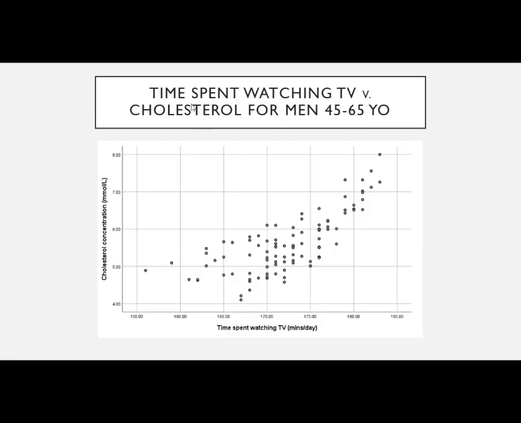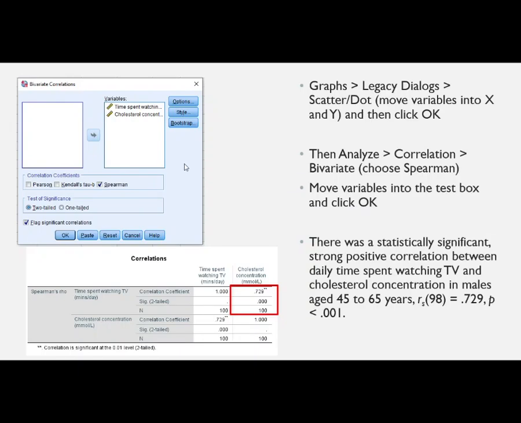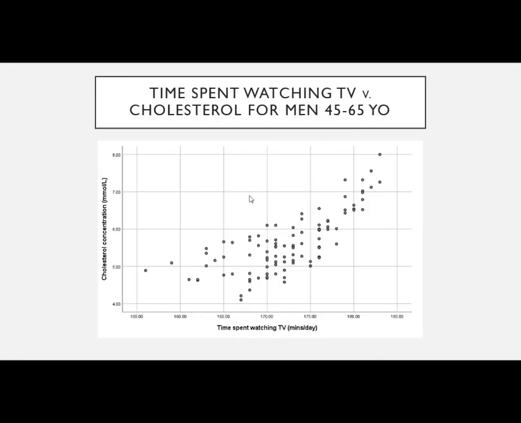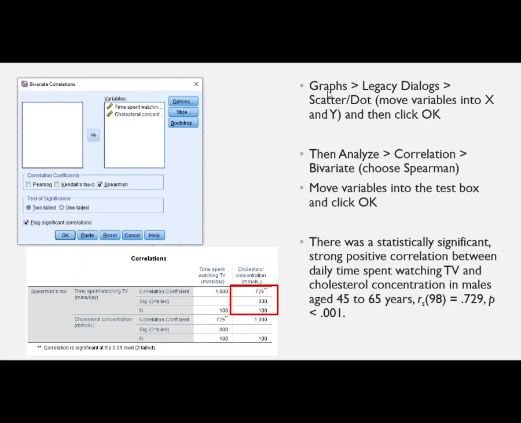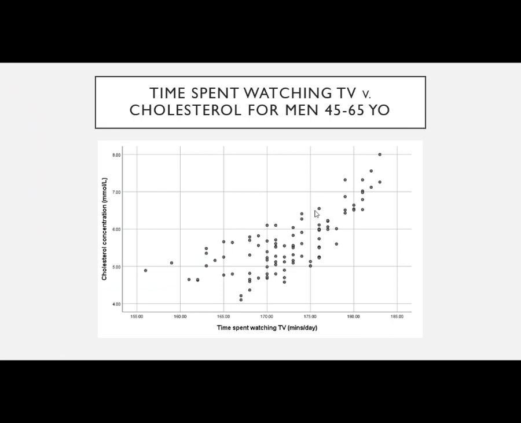Okay, so we're going to look at time spent watching TV versus cholesterol level for men aged 45 to 65 years old. We can see there's a little bit of a curve here, but there is a positive correlation. And it's so simple, I'm not even going to go into it at any length. I did a scatter plot just to see the association. I went to Graphs, Legacy Dialogs, Scatter/Dot, and moved the variables into the X and Y and clicked OK. That's what gave me this scatter plot.